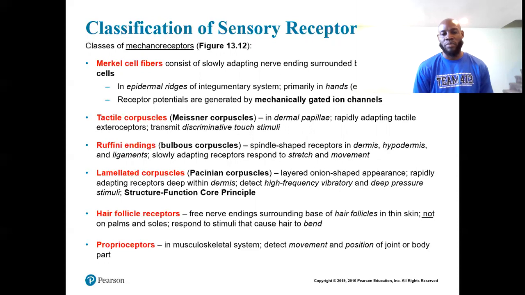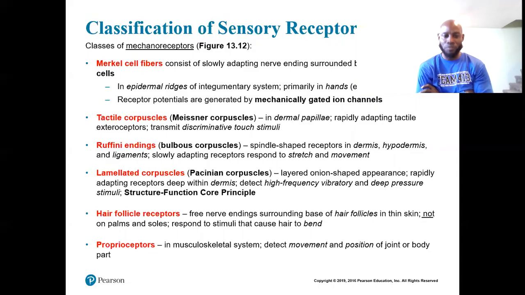Receptor potentials are generated by mechanically gated ion channels. You have tactile corpuscles in your dermal papillae. We talked about that in the dermal layer, the top layer of your dermis. These are rapidly adapting to different touch. These are the ones that are rapidly adapting. This is why these tactile corpuscles are the reason you don't feel your clothes shortly after putting them on.